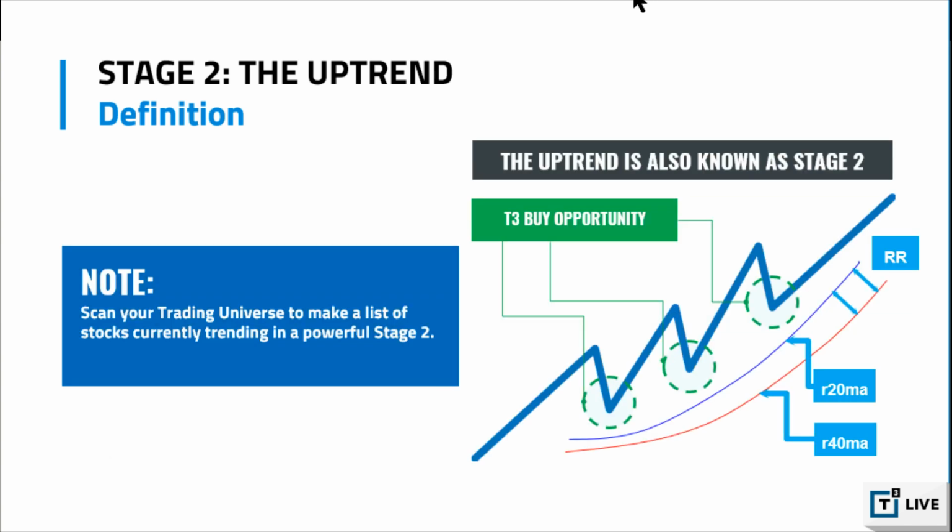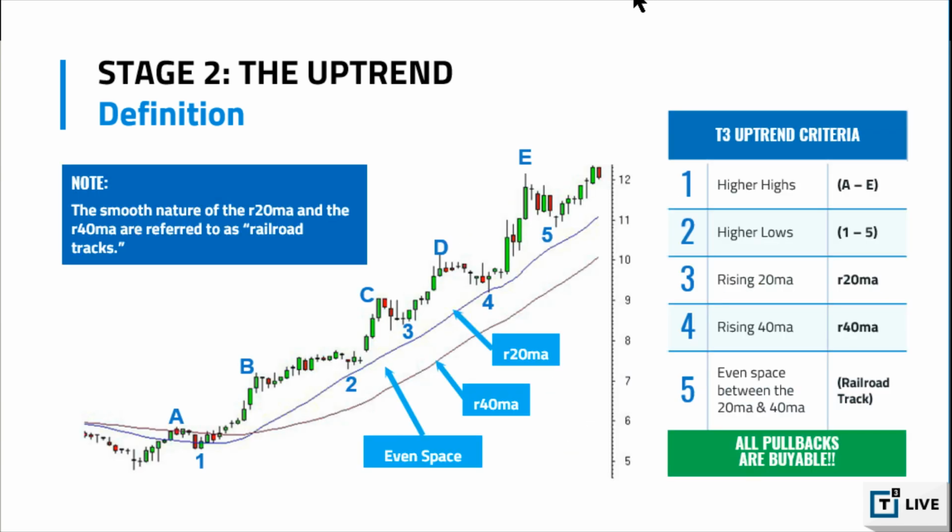So far we haven't shown you any real charts. Here's a real chart. And note the smooth nature of the 20 MA and the 40, which creates the railroad tracks. You don't want a 20 MA that's going a little sideways, or really sharp.